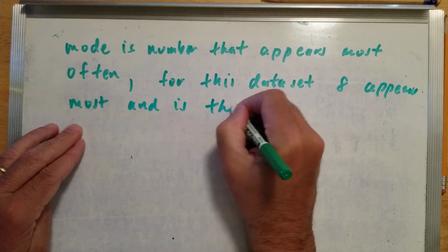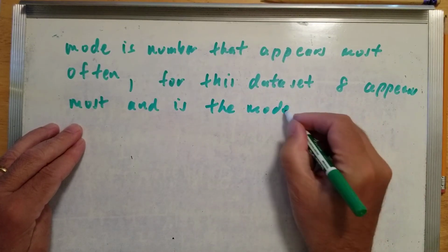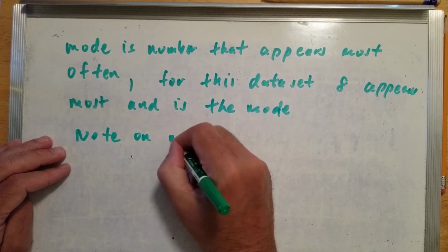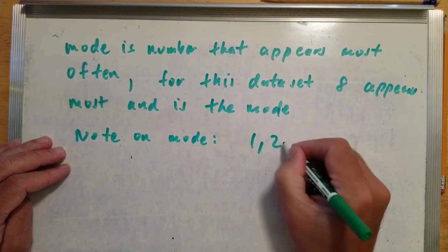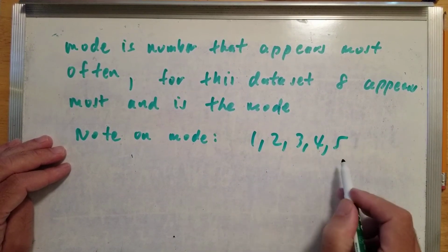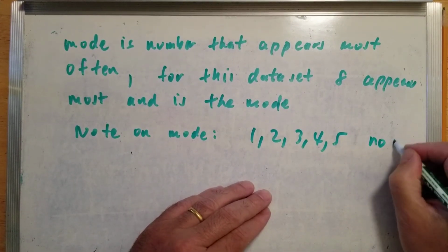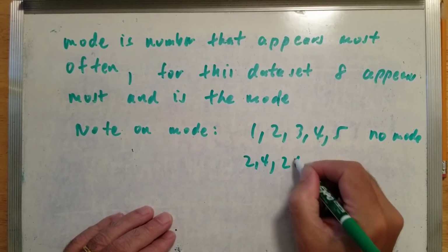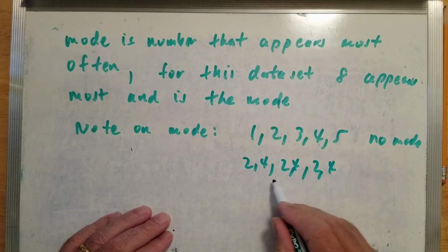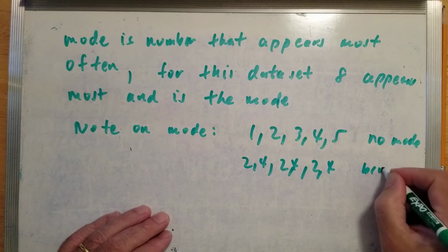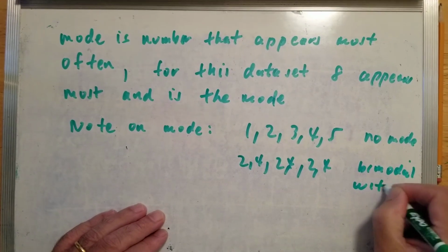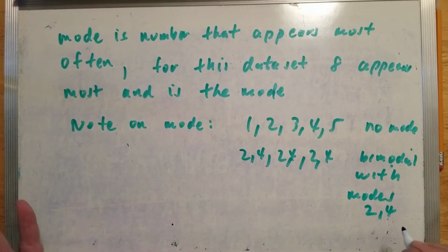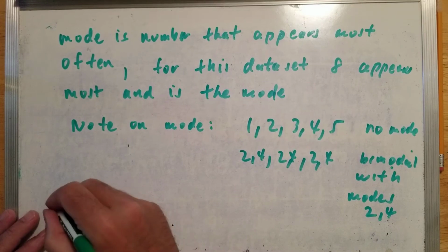8 appears most often and is the mode. Now they could ask something tricky about mode. I don't particularly like this, but as another quick note on mode, if you have a data set like 1, 2, 3, 4, 5, say, where nobody appears more often than anybody else, you would say that has no mode. And the other kind of example, if you had 2, 4, 2, 4, 2, 4, well, it's a tie between 2 and 4. They might call this bimodal with modes 2 and 4.